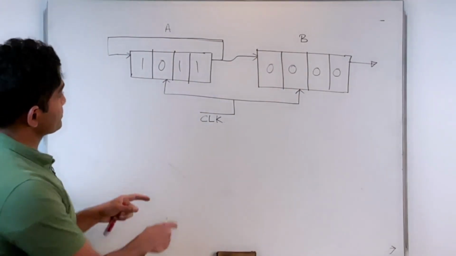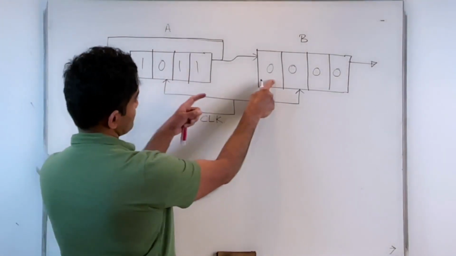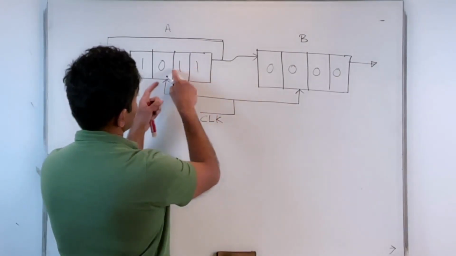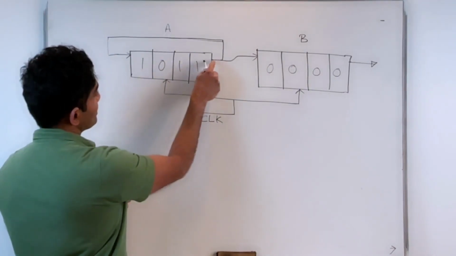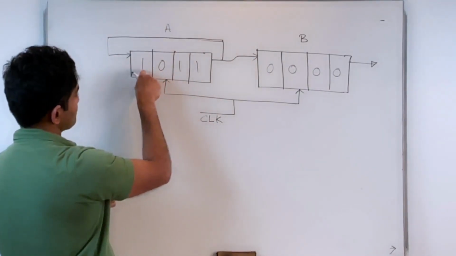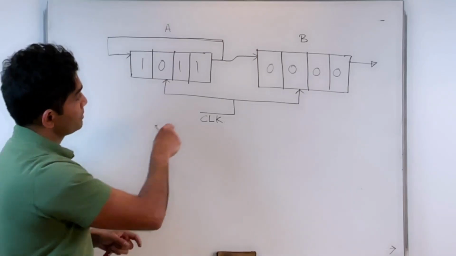On the first clock pulse, this 1 gets shifted to this position, this 1 gets shifted here, 0 gets shifted here, 1 gets shifted here. This outgoing 1 is again being shifted back here, right? I have a 1 here.